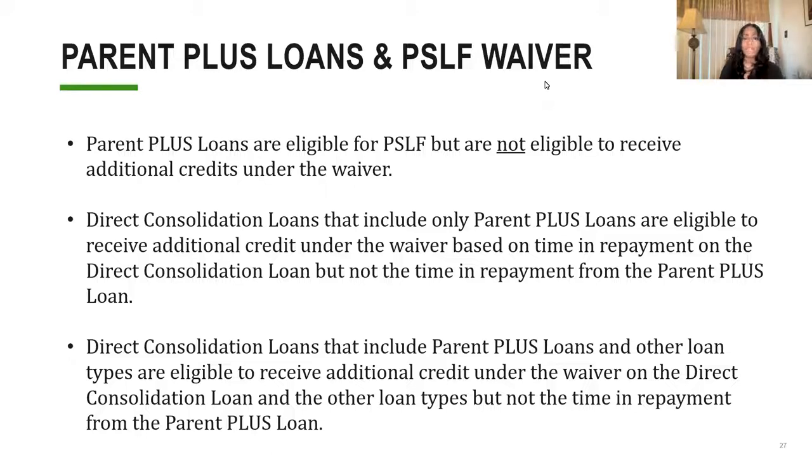So if all you have underneath that direct consolidation loan is Parent PLUS loans, you won't get any additional credit for the time when it was just a regular old pure Parent PLUS loan. You could get additional credit for the time after consolidation if you missed a payment or you were on the wrong repayment plan, if it's after that consolidation. You could get additional credit if you have a direct consolidation loan that has Parent PLUS and your own student loans. So if you have both, the consolidation loan could get additional credit for that underlying student loan, just not for that Parent PLUS loan. Next slide.